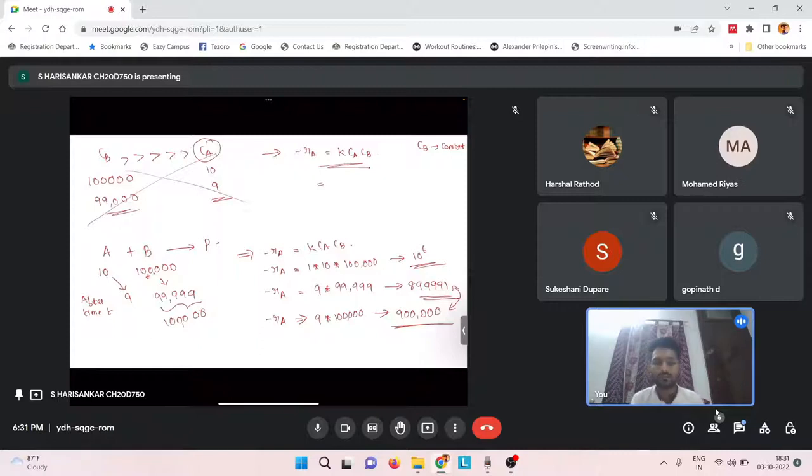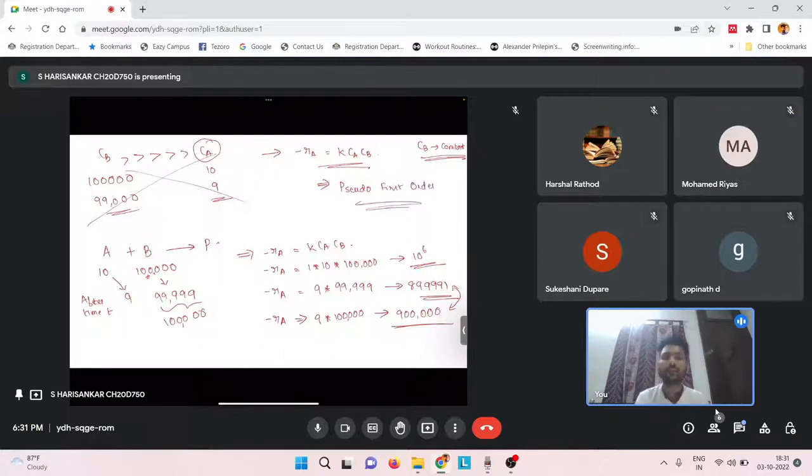In the first case, you took the actual value of Cb and calculated Ra. In the second case, as I approximated here, you took Cb as constant, as 100,000 itself, and you calculated the value, and the reaction rate is again very close to your original value. So this approximation is what we use and what we call pseudo order reactions, and here it is a pseudo first order reaction.